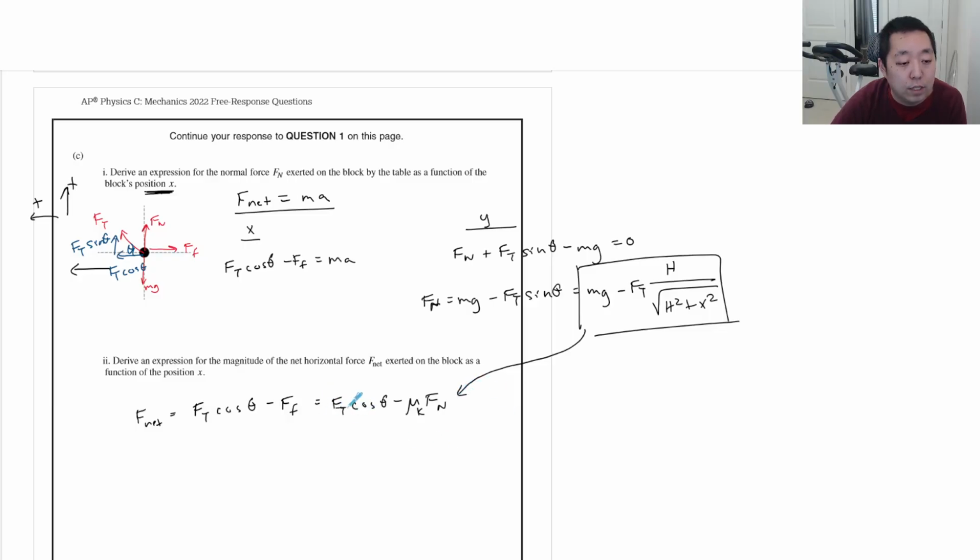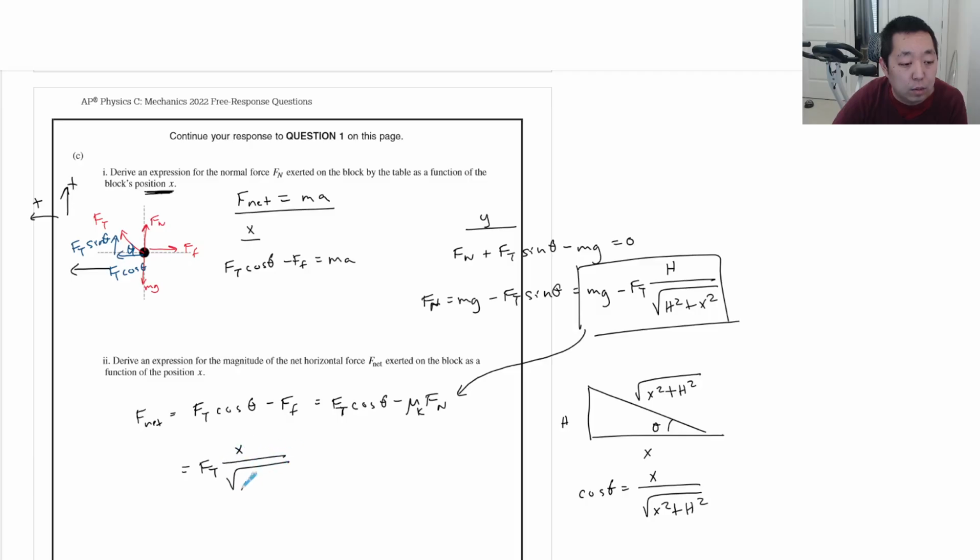Ft is fine, but for cosine of theta, let's just redraw the triangle here for our reference. So this is theta. This side was x. This was h. This was square root of x squared plus h squared. So the cosine of theta is adjacent over hypotenuse, so cosine of theta would be x over root x squared plus h squared, right? So then this is going to be Ft x over root x squared plus h squared minus mu k times this whole normal force, mg minus Ft h over root x squared plus h squared.